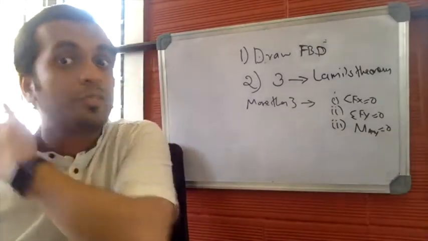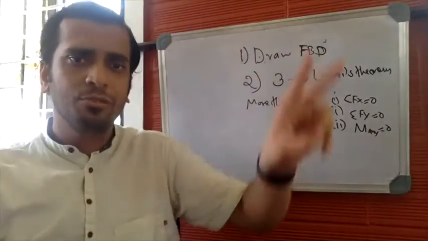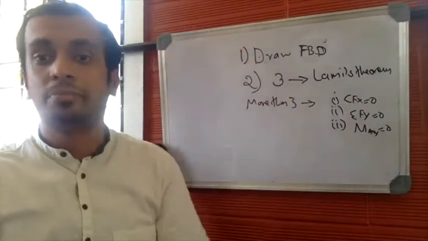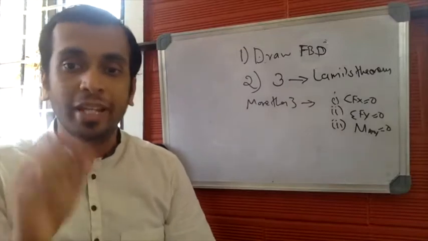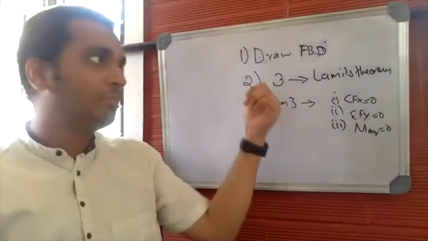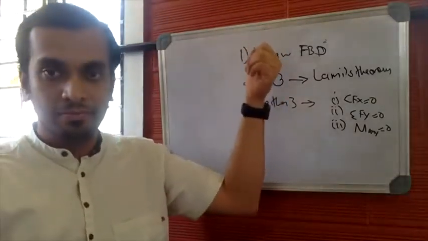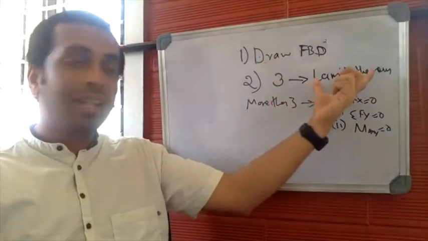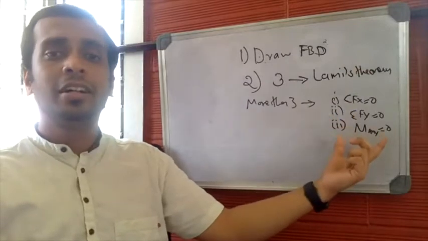That's it. You just have two steps here. Very simple. Step number one is to draw the free body diagram. Drawing the free body diagram is a major step here. If you make any mistake in drawing the free body diagram, then step number two will depend on step number one. In step number two, you'll either apply Lami's theorem or you'll apply the conditions of equilibrium.